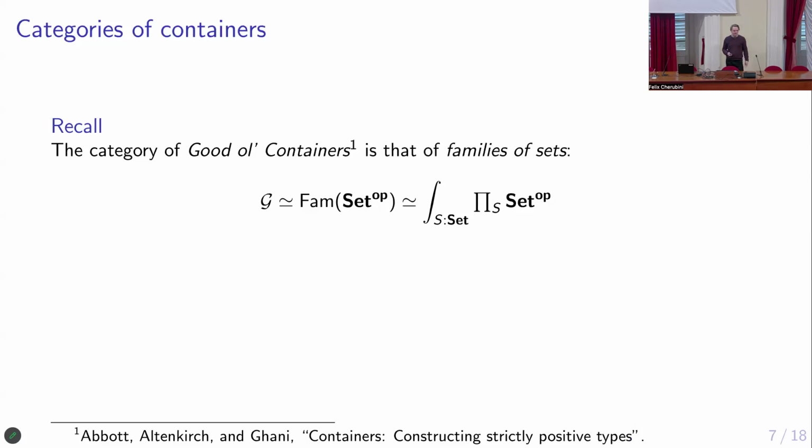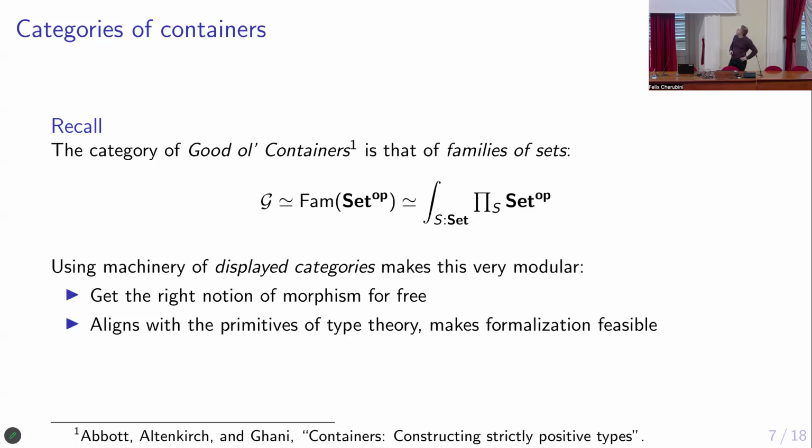So if you recall the category of containers, it's in some sense just a category of families of sets. So if you look at the very right-hand side of this lens, it's like a big displayed category where the objects are sets, and then for each set there's an indexed family of sets. And this is actually a really nice way of presenting the category of containers.